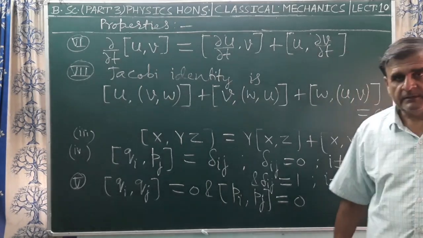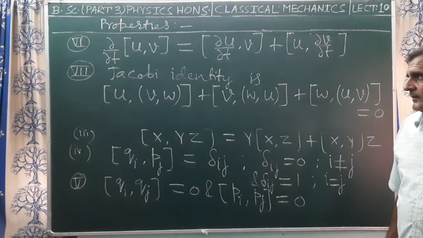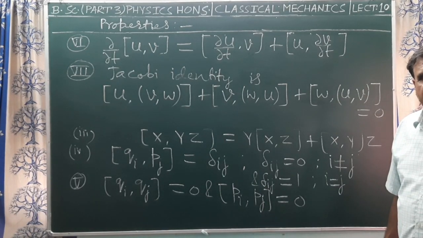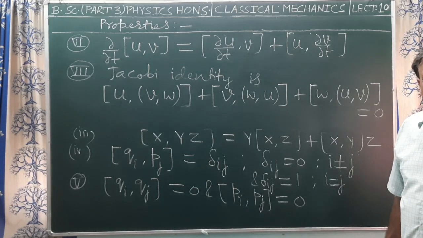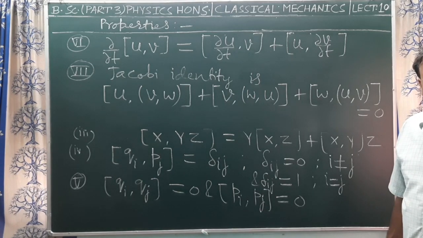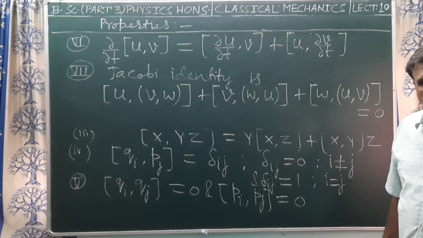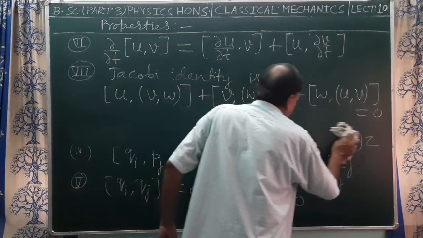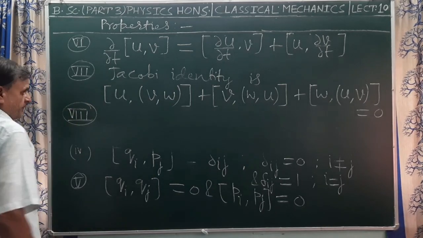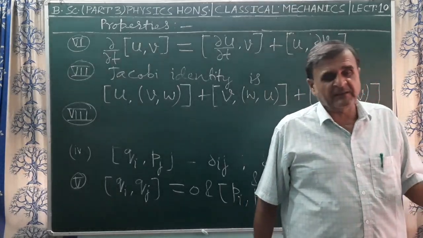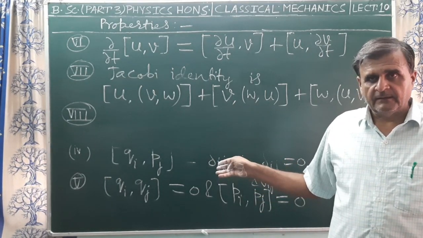Now one more, the last important property which we are going to discuss, is property number 8. That property is: the Poisson bracket of two dynamical variables is invariant, that is unchanged, under infinitesimal canonical transformation. This is also a very important property. So property number 8 of Poisson bracket is the last property of this video. There are various properties of Poisson bracket. Out of those, these are the very important properties we have discussed in this video.